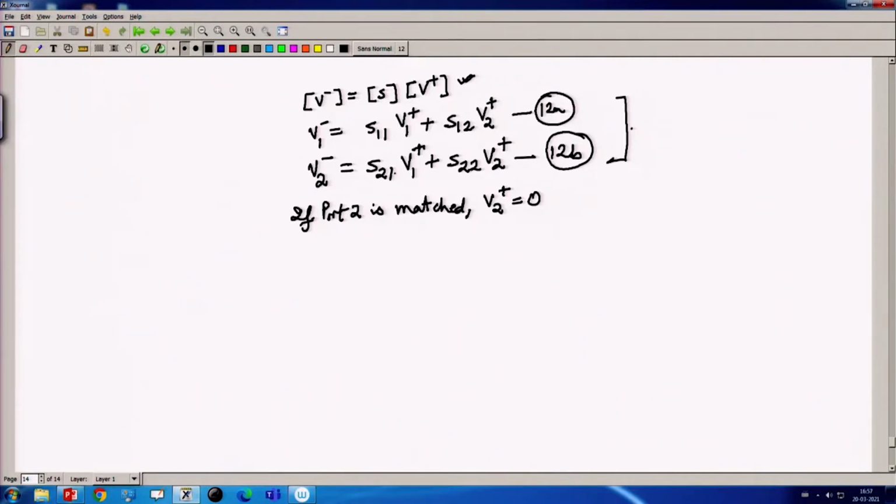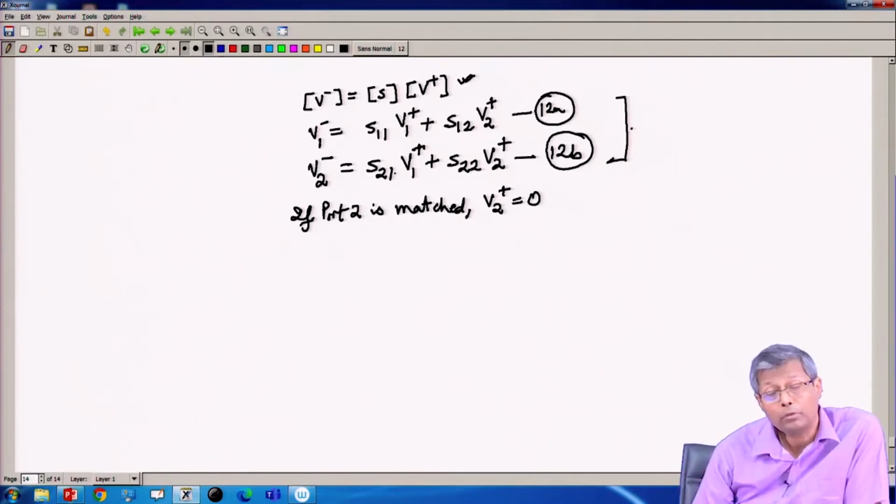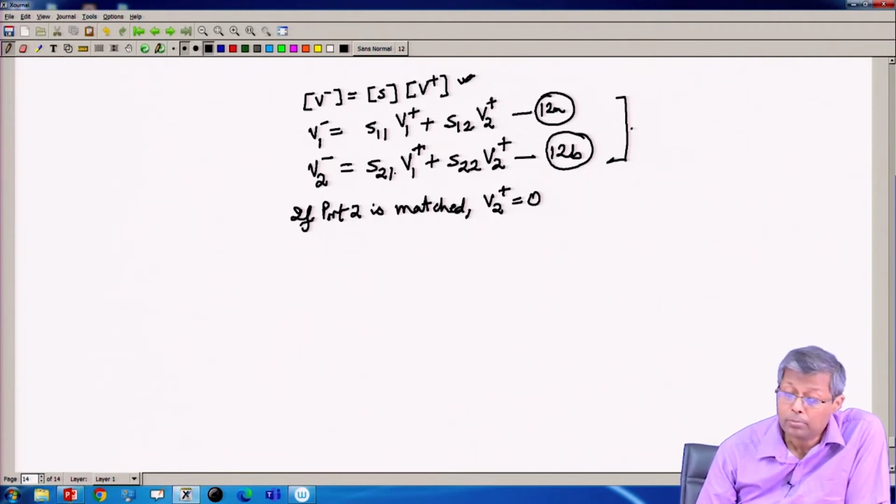Similarly, S21 is the transmission from port 1 to port 2, V2 minus by V1 plus with V2 plus equal to 0.